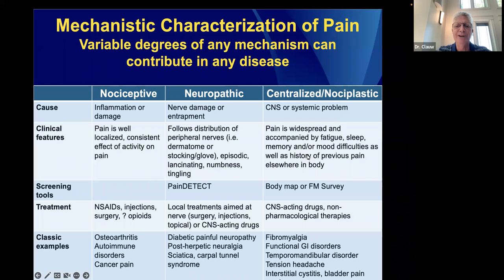The pain is going to be much more widespread. These individuals with nociplastic pain will probably have had pain in multiple body regions in different areas of the body at different points in time over the course of their life. And they're going to have a lot of other CNS symptoms. They're going to have fatigue, memory problems, mood disturbances that are really core to this kind of pain. They're not a peripheral problem.